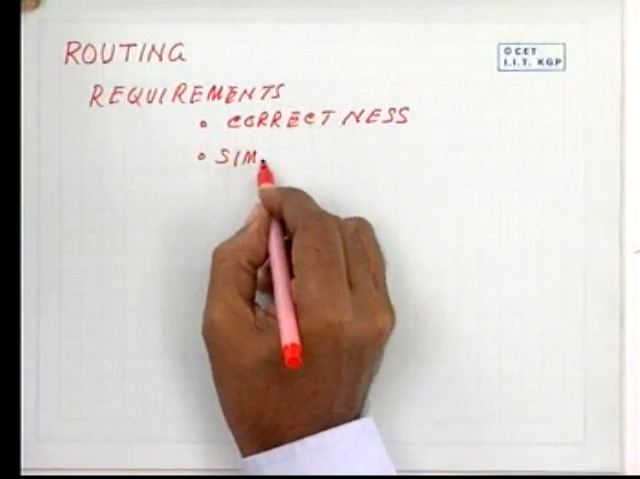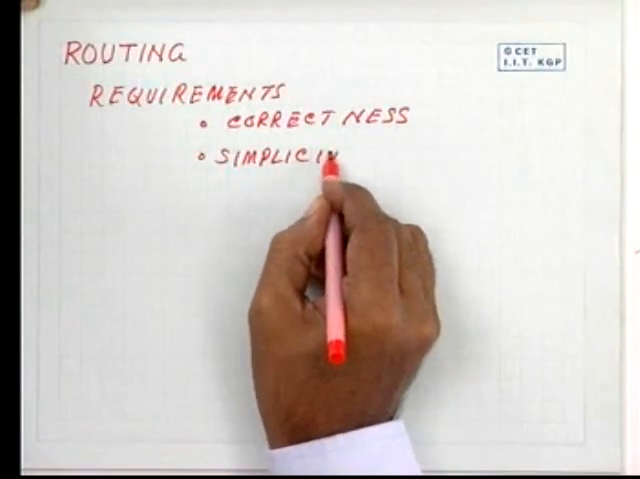Simplicity. The algorithm of the routing function should be simple so that it can be easily implemented. The software overhead is small. As you know, this routing function is implemented by software which is part of the network layer.